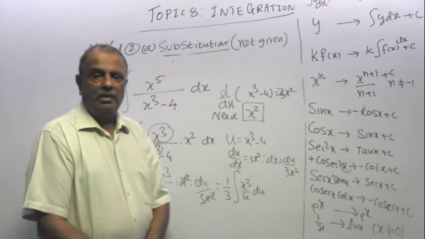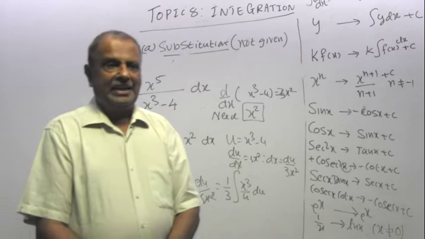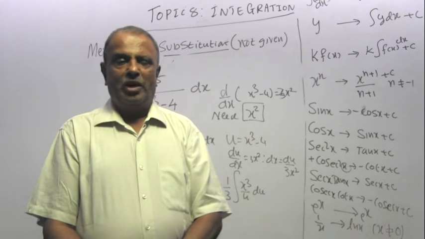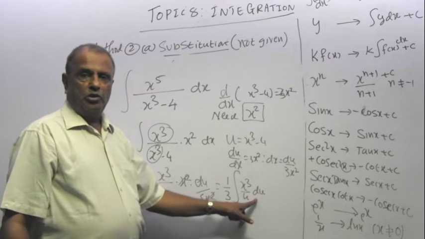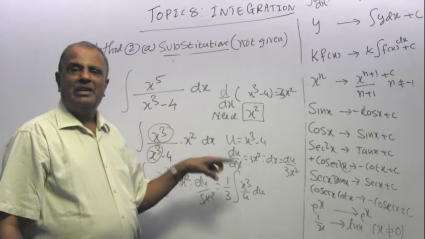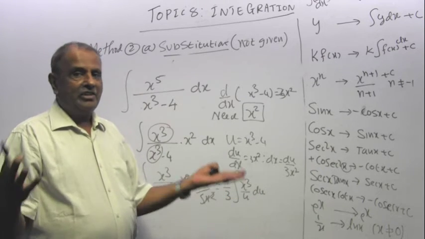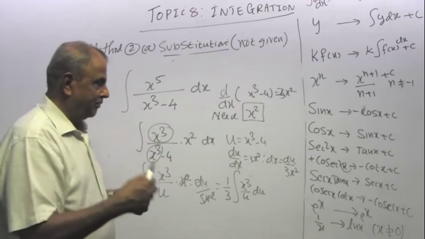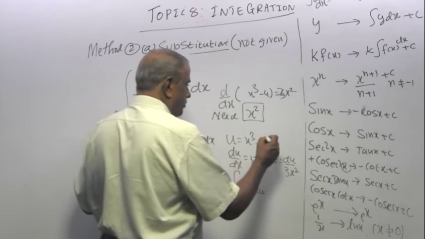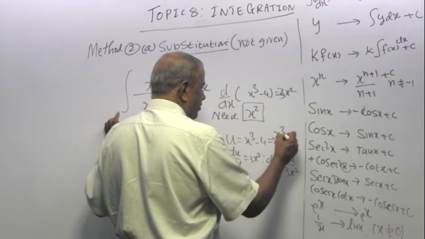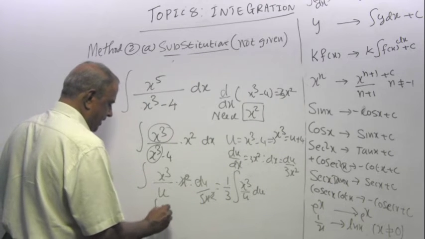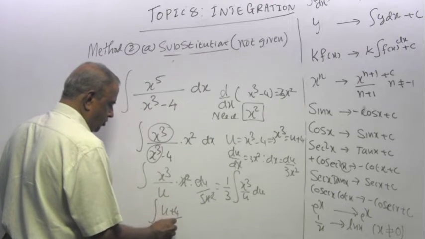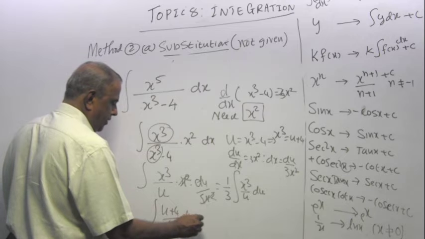Fundamental rule: you can't integrate x with respect to u. You can't integrate u with respect to x. You have to integrate with respect to u. I have an x cube. I can't integrate x cube. It's not a constant, so I can't take it out. What do I do with x cube? From here, what is x cube? U plus 4. So it becomes integral u plus 4 over u du.